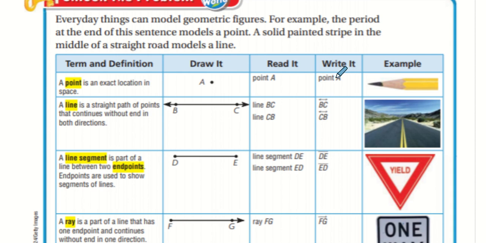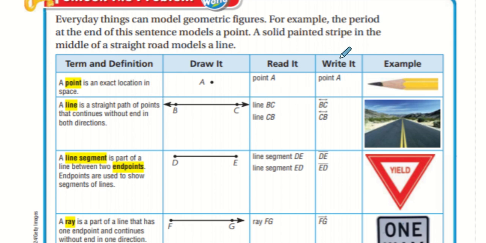Okay, a line, we said, is the straight path that continues on forever in both directions. So a line can have points on it, but a line is going to have arrows at the end of it showing that it's continuing. When you are reading this, you would say line BC. You call a line by the points that are on it. So if you look here, line BC, or it could be the other way, line CB. They go both directions, so it doesn't matter. Either way would be the same.